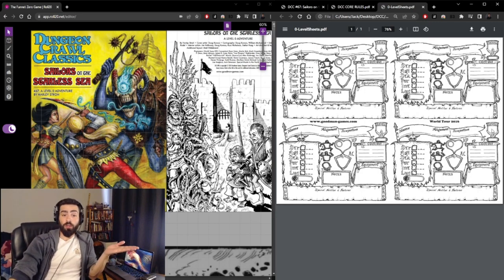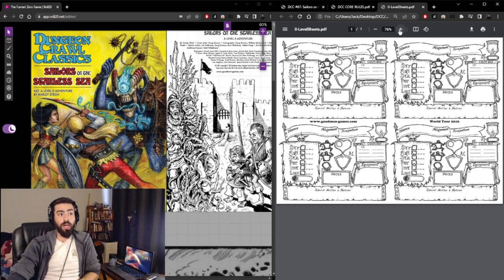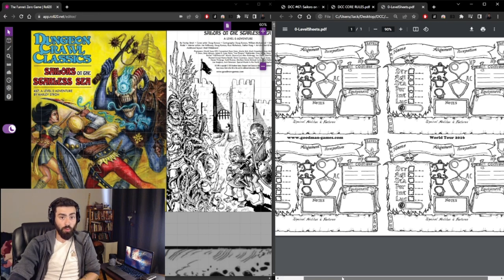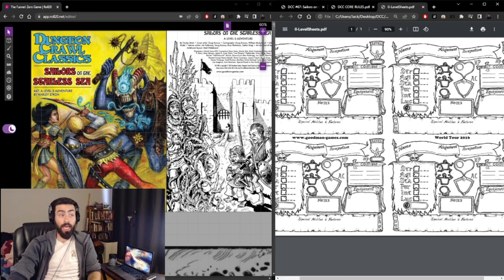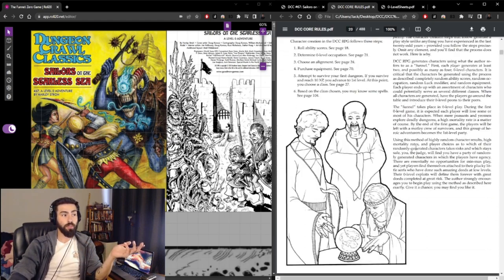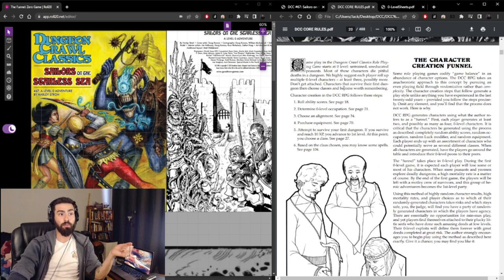Here is your zero level sheet. It is comprised of four mini character sheets that you will roll to fill out. And then one of them, or maybe two of them, will become your first level character. Whoever survives the funnel, the zero level funnel, from your mini party as a player will move on. So boom, boom, boom, boom, you have four different characters. We want to go back here up to the character creation page and follow this step by step. This is going to be on page 16 of the core rulebook.